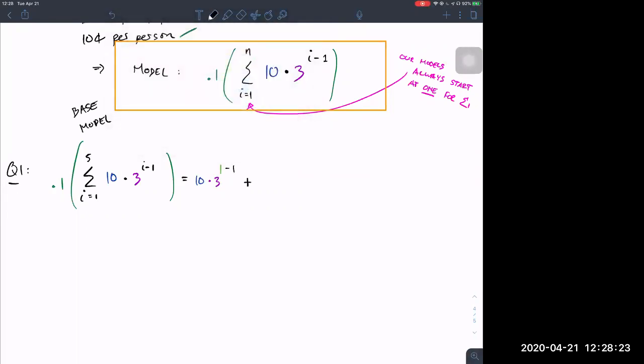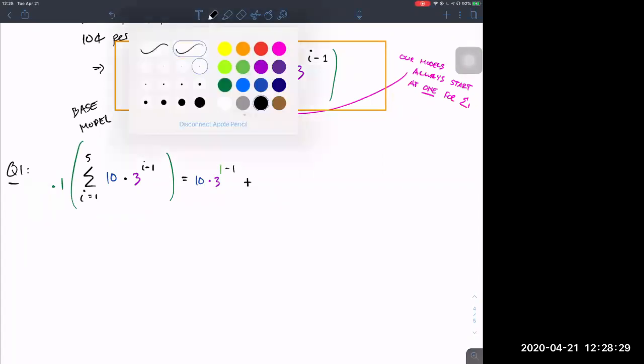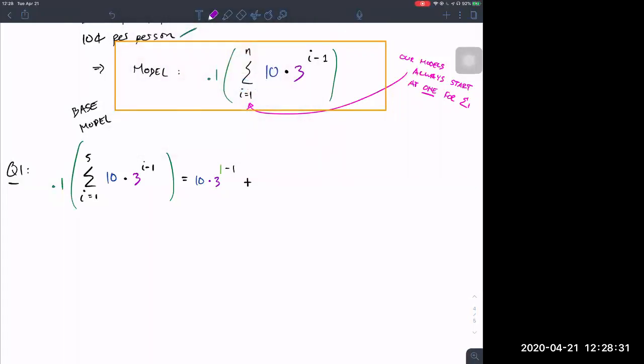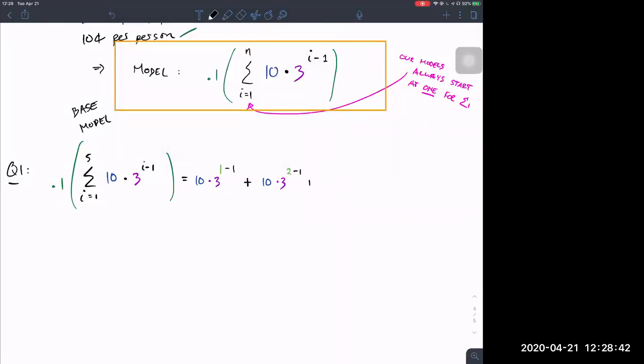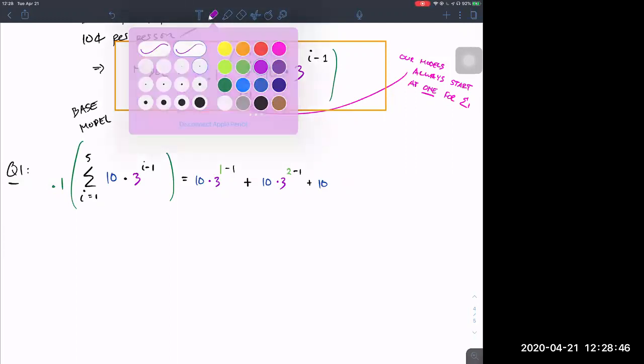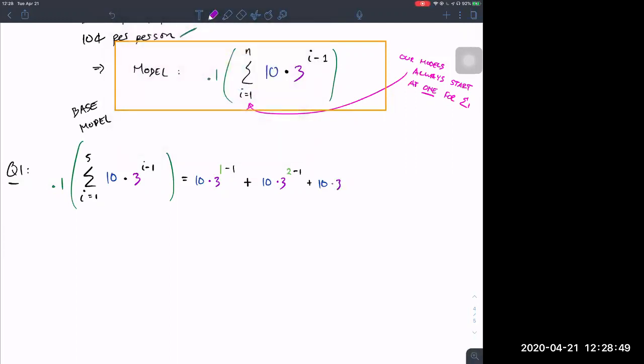Plus. Why plus? It's a summation. Summation means to add things up. Not to arbitrarily add, but add one at a time. That one at a time being the same numbers here, 10 times 3. Now we increase by 1: times 2 to the minus 1. And then 10 times 3 to the 3 minus 1. Everyone's starting to see the pattern now?